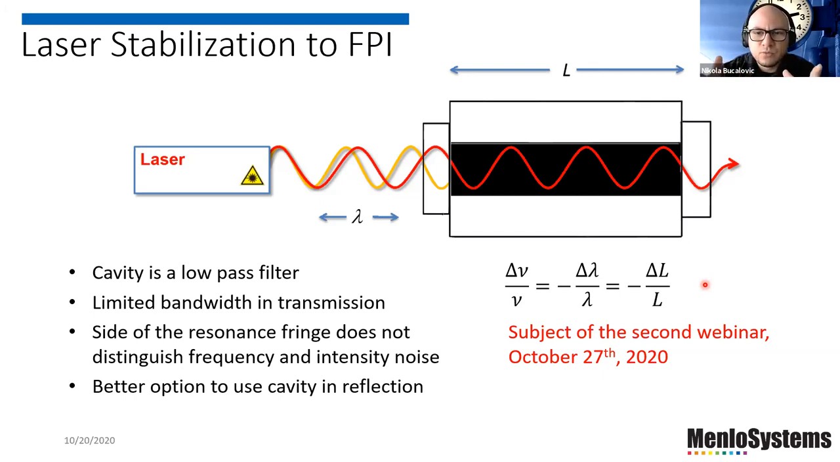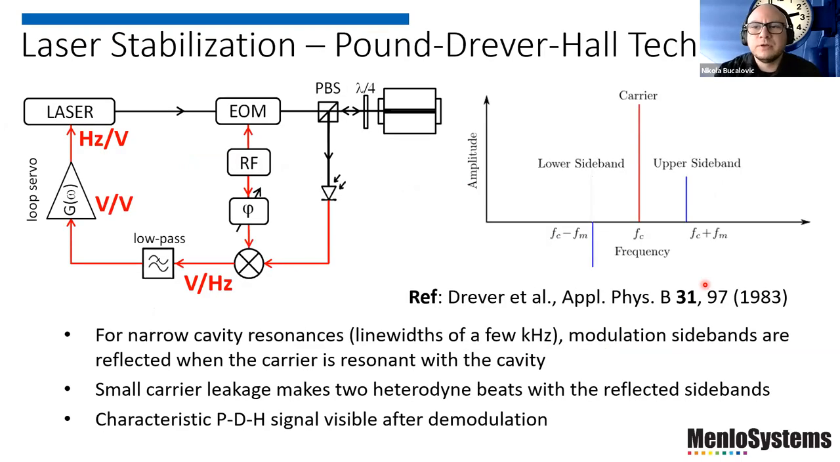So basically you want to phase lock the cavity of your laser to the reference cavity. And in order to do that, you apply the Pound-Drever-Hall technique, which is basically shining a three-frequency component light to your cavity.